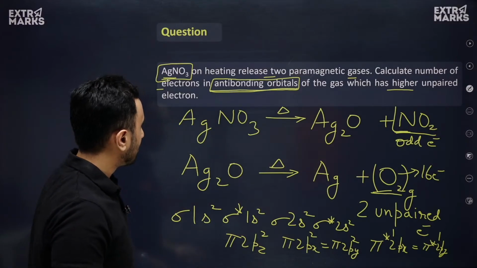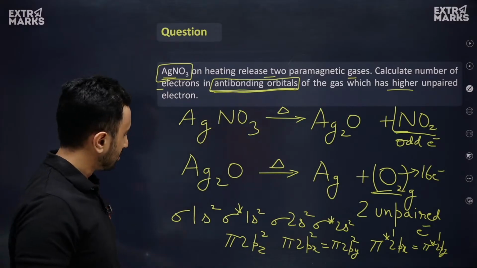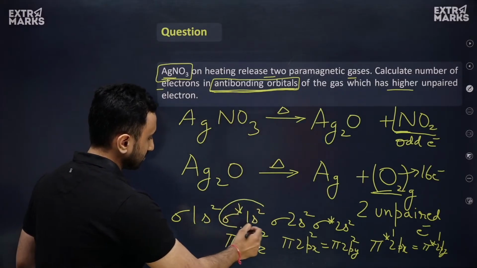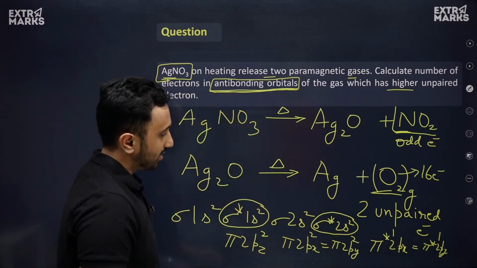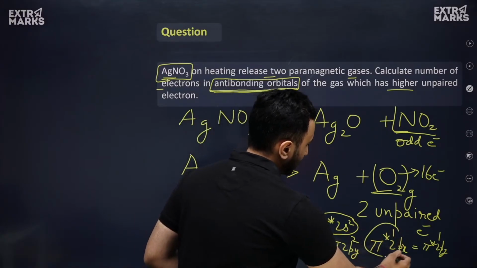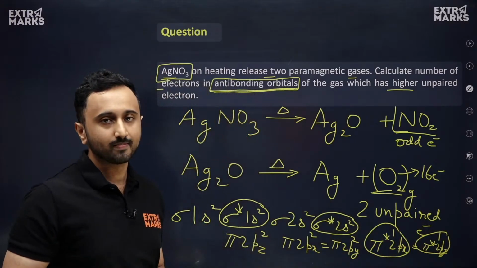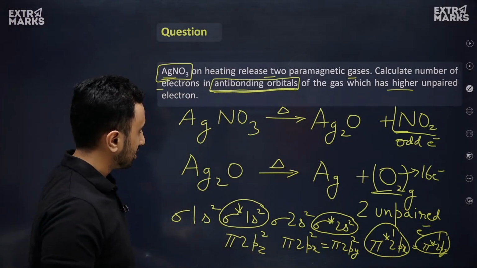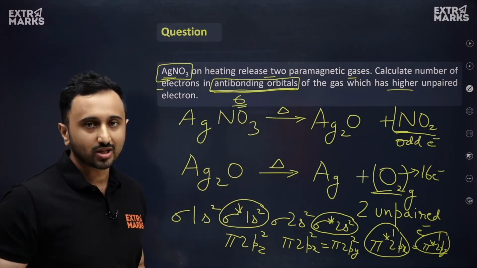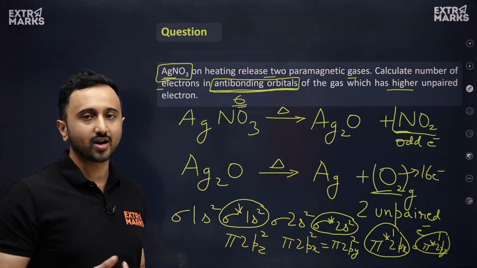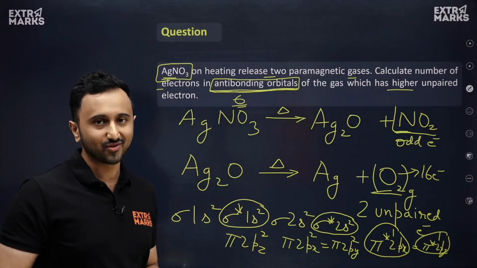Now it's very easy. We need to just count the anti-bonding electrons. So 2 from sigma star 1s2, 2 from this sigma star 2s2, and 1 from this pi star 2px, 1 from this pi star 2py. How many? 2 plus 2 plus 1 plus 1, that means 6. So the correct answer would be 6 for this question. This question contains many concepts, but still you will find that it is very easy if you know the reactions. If you don't know the reaction, then it will be difficult.